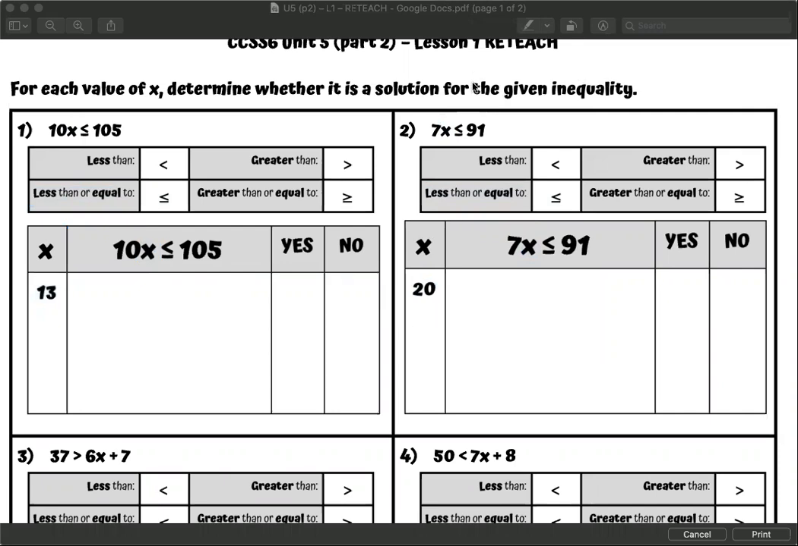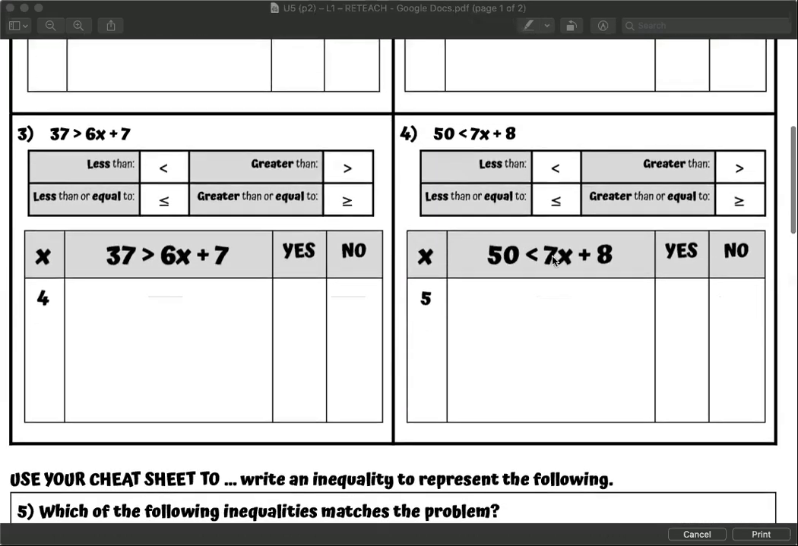Okay. Looking at number 3. I'm going to highlight my variable. I'm going to highlight the number that we are plugging in. We actually have a 2-step inequality here. It still is going to work the same way. So I'm going to rewrite this number 37. I'm rewriting this inequality symbol, writing my 6, putting parentheses where x is to show that we're doing 6 times our x value of 4 plus 7.